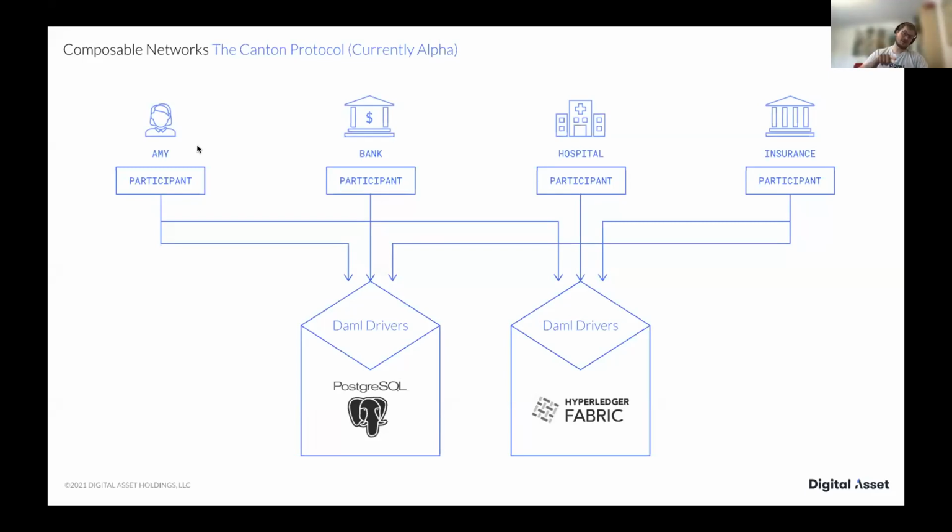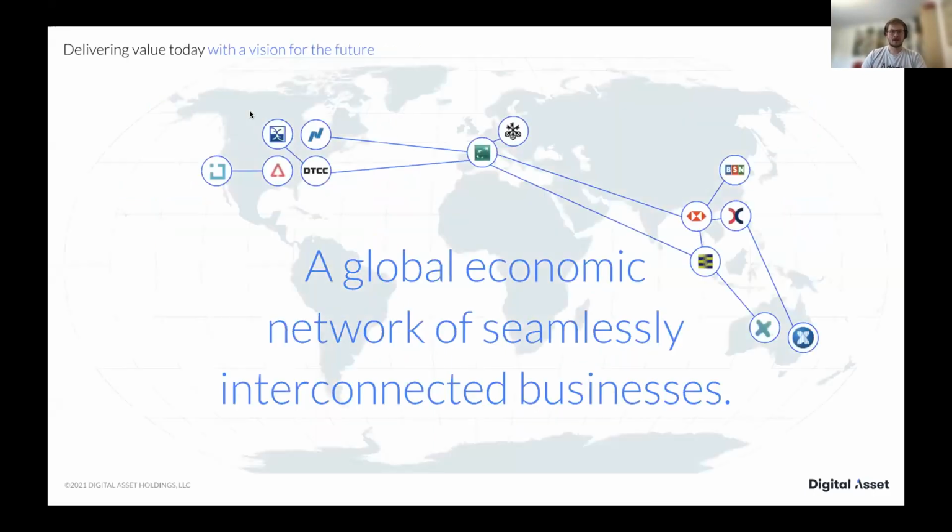Now, this network composability is currently in alpha as part of what we call the Canton protocol. You can already download this and try it, but it's not quite ready for enterprise production use. But this is really where the development with Daml is going, to form this more global, coherent picture. And that gives you a glimpse into where the journey is going with Daml.